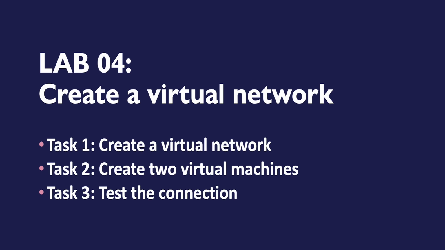So this is lab 4. In this lab exercise, we are going to learn how to create a virtual network. Not only that, we are going to deploy 2 virtual machines onto the virtual network we are going to create, then configure them to allow one virtual machine to ping the other within the virtual network. That's what we're going to do.